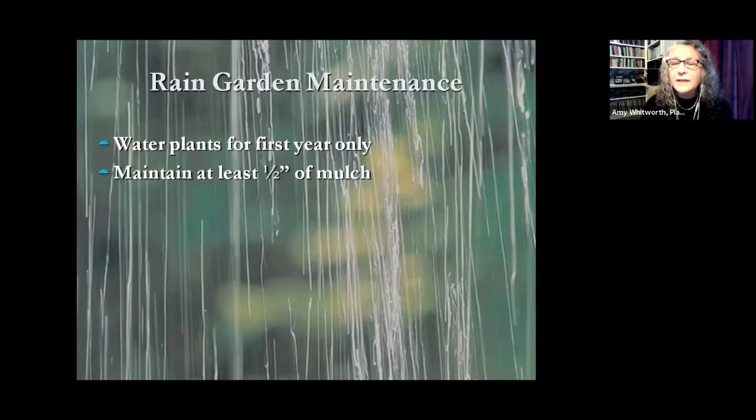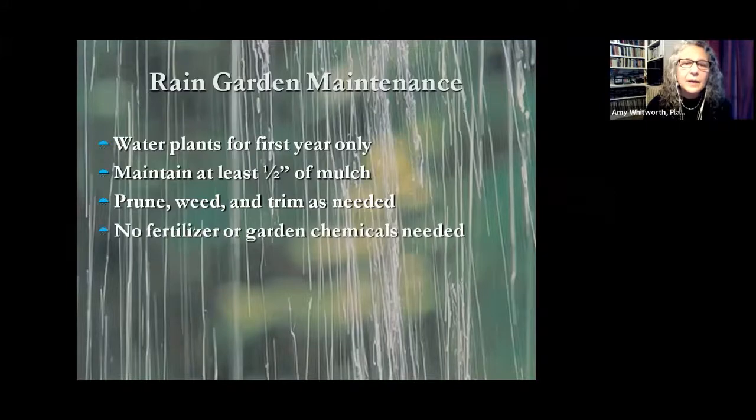Always mulch your plants after you plant them, so that they have at least half an inch of mulch to keep them moist and to keep weeds from forming. Prune, weed, and trim your plants as needed, as you would any other part of the landscape. Don't use fertilizers or garden chemicals.